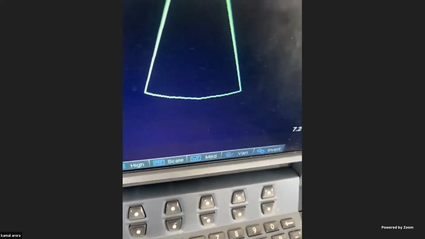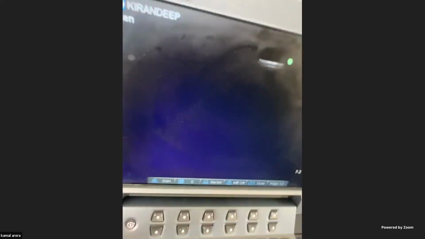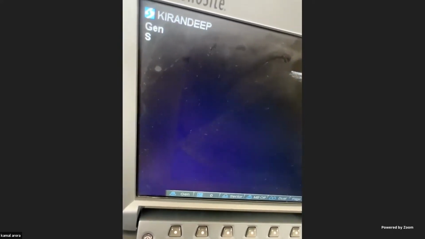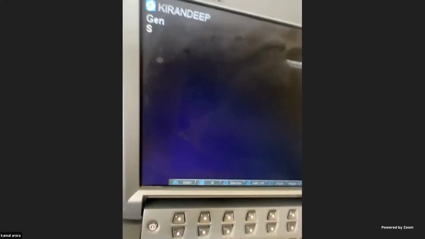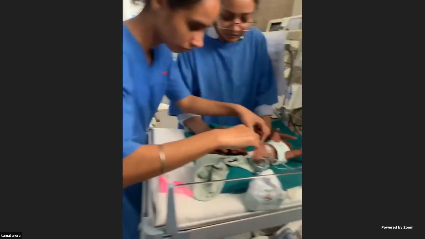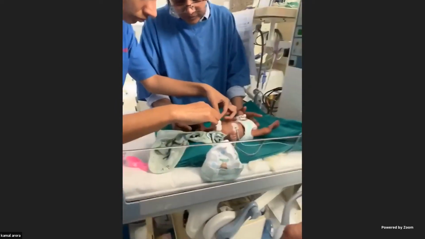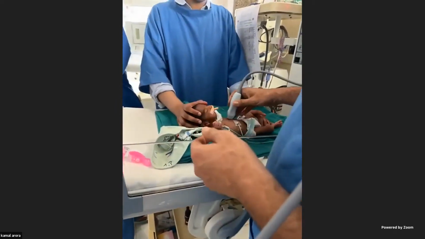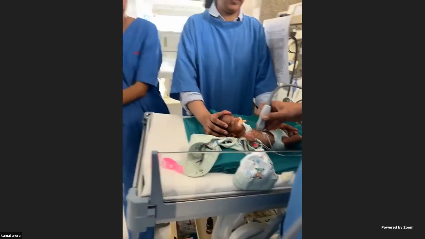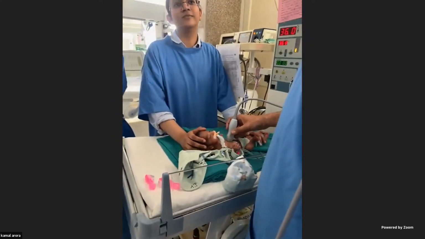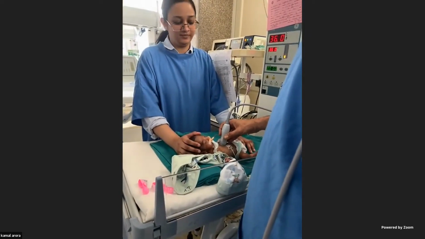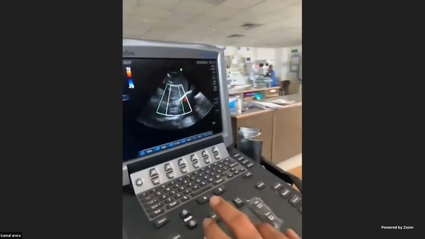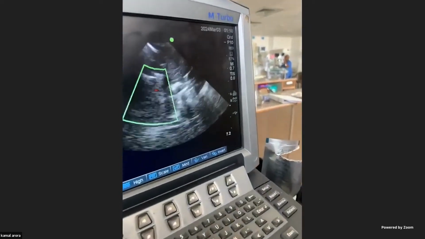Just a minute. Next to now. Focus. They're trying to pacify the baby actually. They don't like the subcostal views. That's why we do the subcostal view last.